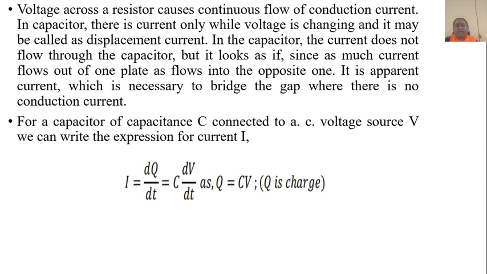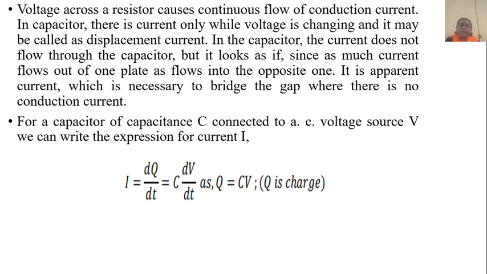Now, voltage across a resistor causes continuous flow of conduction current. In a capacitor, there is current only while voltage is changing, and it may be called displacement current. In the capacitor, the current does not flow through the capacitor, but it looks as if it does, since as much current flows out of one plate as flows into the opposite one. It is apparent current which is necessary to bridge the gap where there is no conduction current.